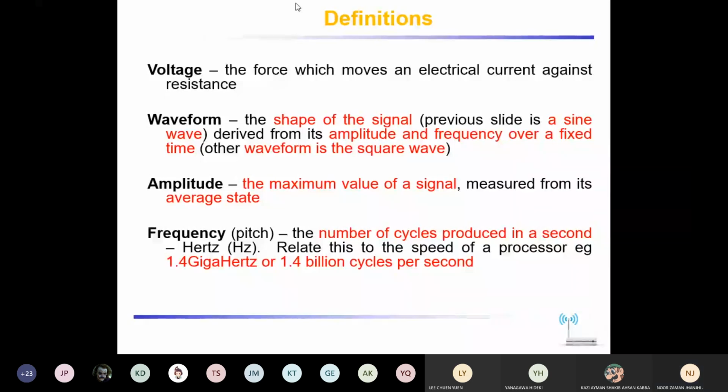Relate this to the speed of a processor. So now you know that when we say our processor speed is 1.4 gigahertz, or 1 point something, what does it actually mean? If we are saying 1.4 gigahertz, it is actually 1.4 billion cycles per second. So now you can even realize the power of your laptops.